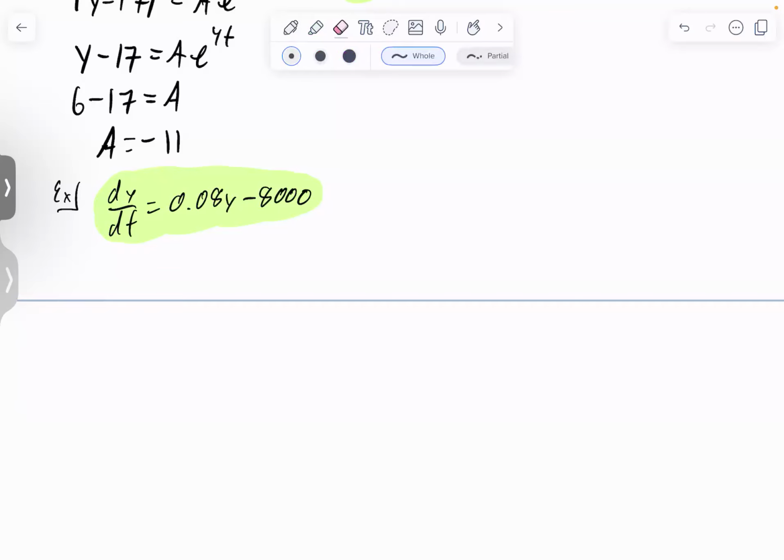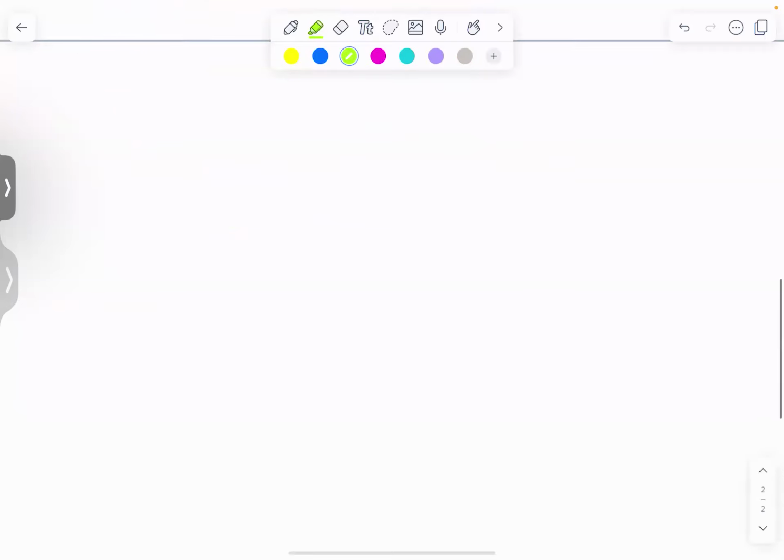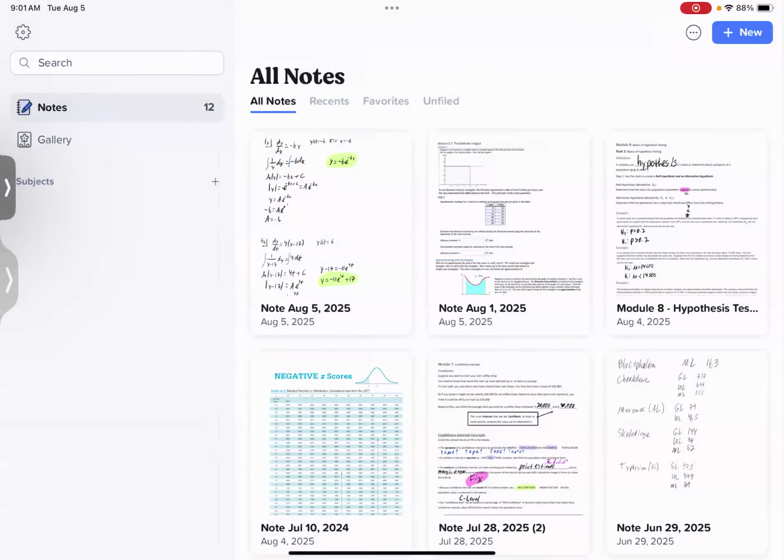And part B says, what is the initial condition? The initial condition is $40,000, meaning that's the amount that we started with in this case. All right, and that brings us to notes.